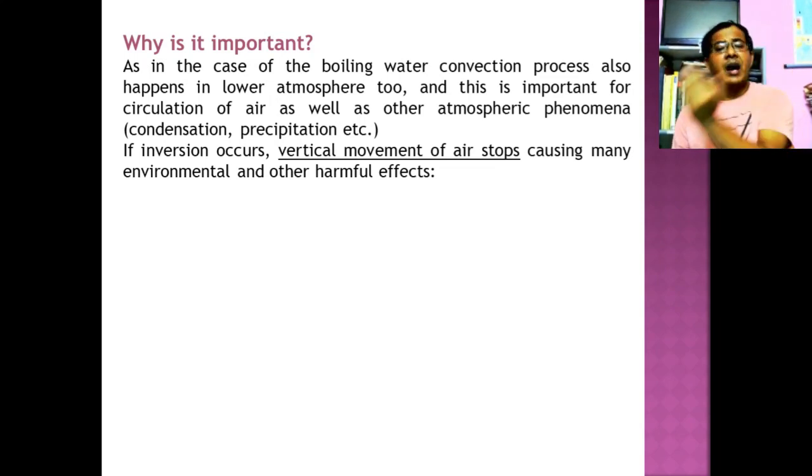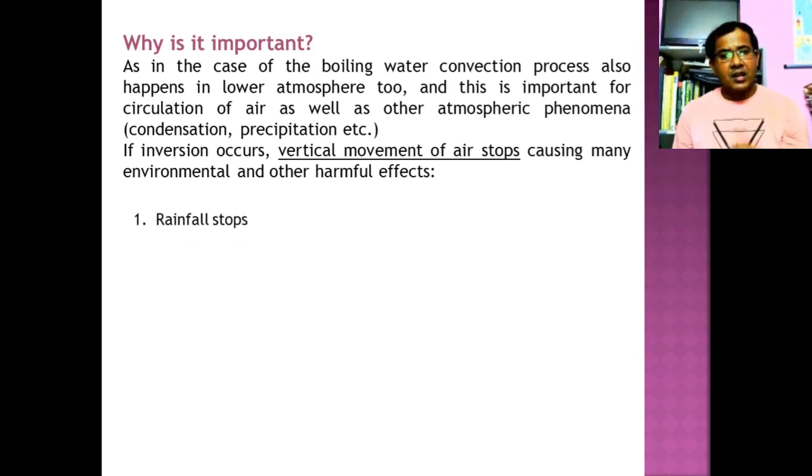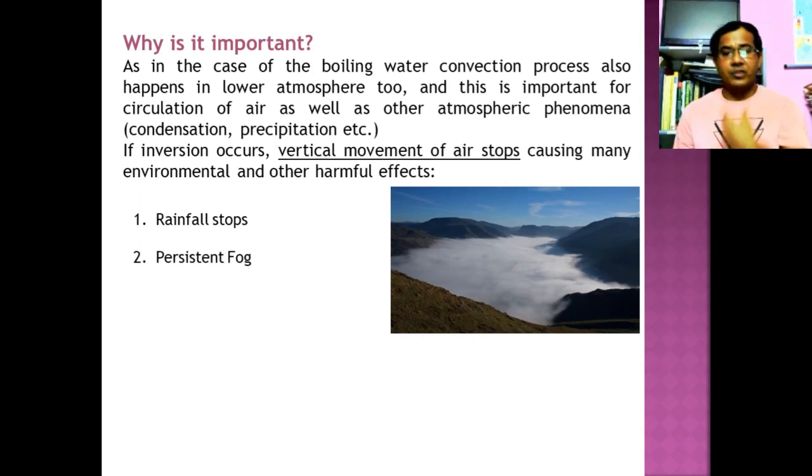And there are some other effects that can harm the environment as well as the organisms. Let's see what those are. First, rainfall stops. If air does not move upward, then the condensation process will stop. What will be the result? No cloud, then no chance of rainfall. So rainfall will stop.